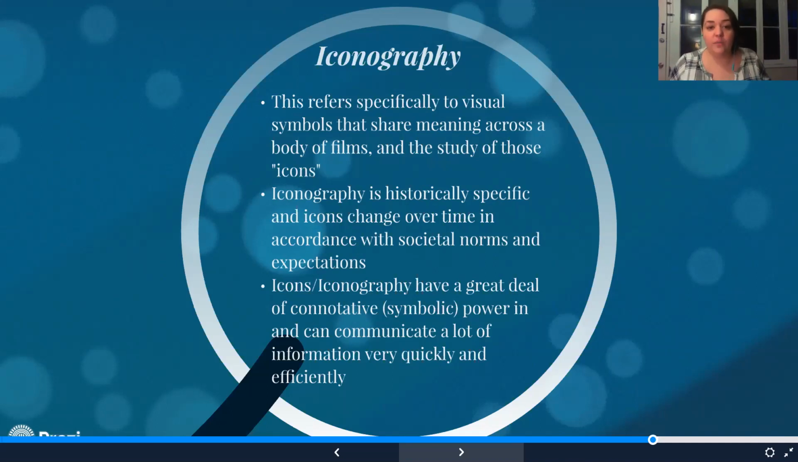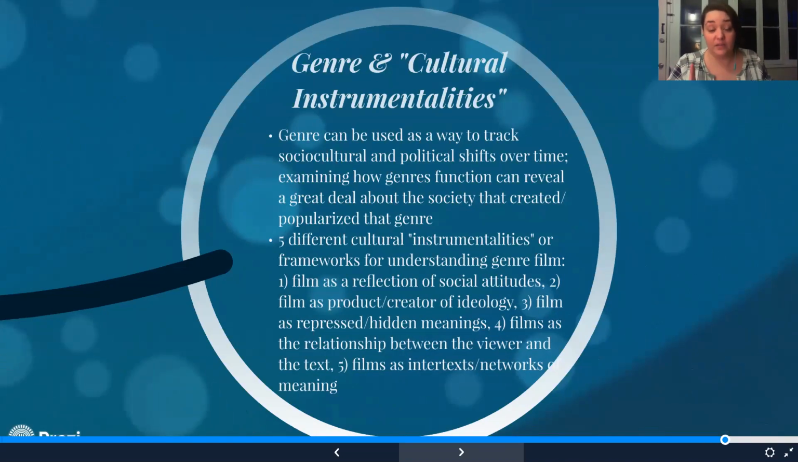Right now, the thing to remember is that conventions and iconographies are both related to rules, right? The unstated, unwritten rules of a particular genre. Conventions are about storytelling and characters. Iconography is about visual symbols, specifically costumes, props, things like that, right? So conventions, iconography, I'll come back to in my next video.